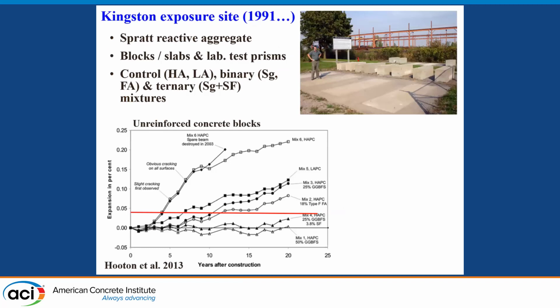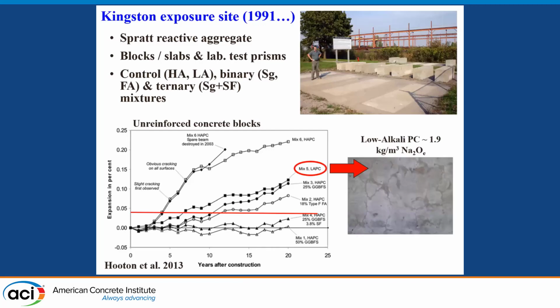This has been highlighted through a number of cases. In the case of the outdoor exposure site in Kingston, Ontario, set up by Chris Rogers and his team, they have used a reactive aggregate from the Spratt Quarry in Ottawa. They have made some blocks and slabs that they monitored for many, many years with control mixtures, binary and ternary mixtures. And what they found is that with time, there was continuing expansion of some of those mixes.